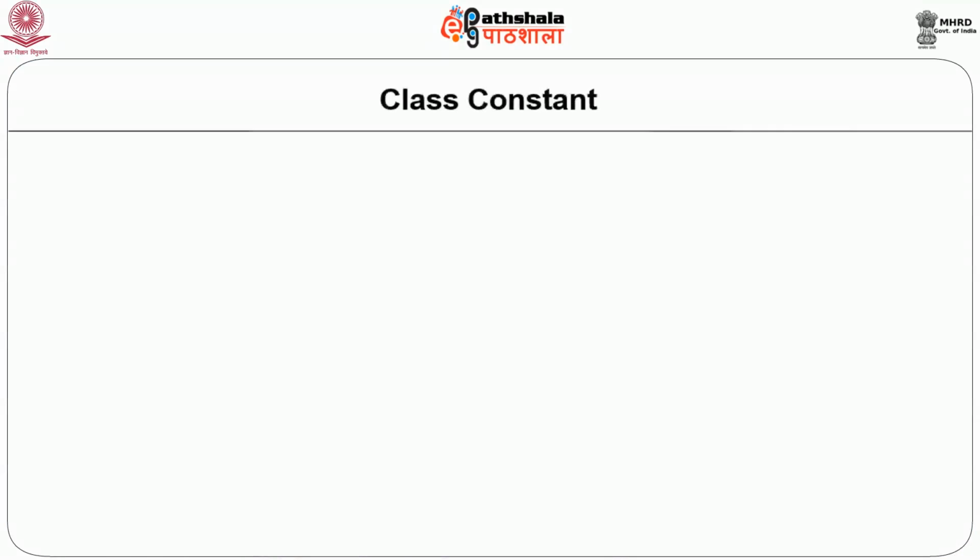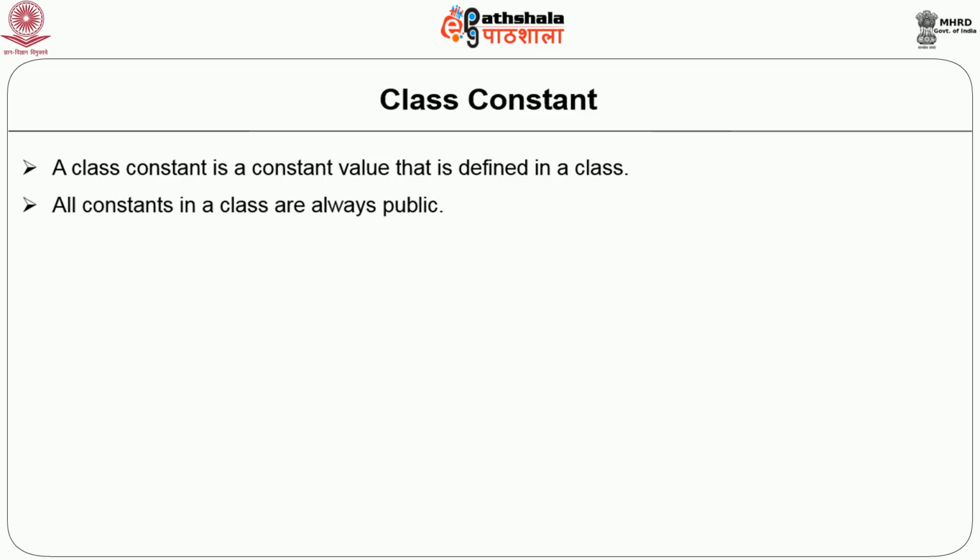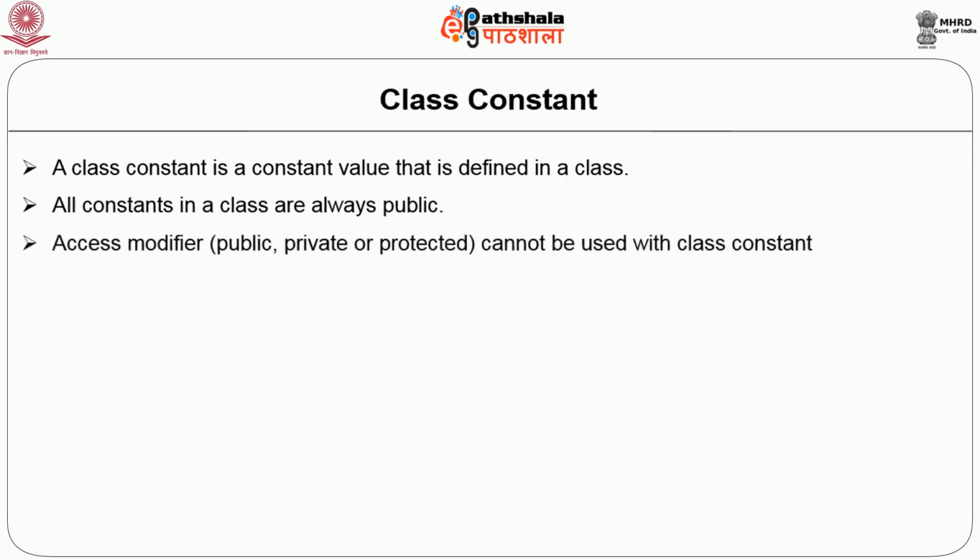So let's talk about class constant. As we know that constant has a fixed value, in the same way a class constant is a constant which is defined inside a class. Class constant is always public. You cannot use an access modifier within the class constant because it is by default public. As a class constant is public, it can be accessed outside of that class.